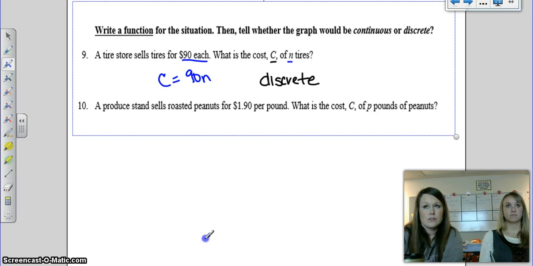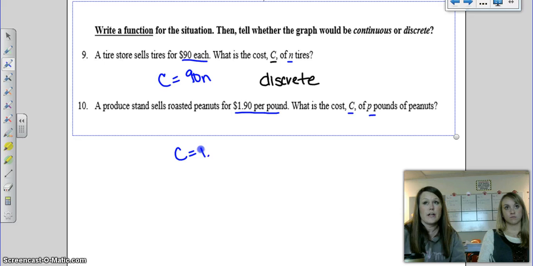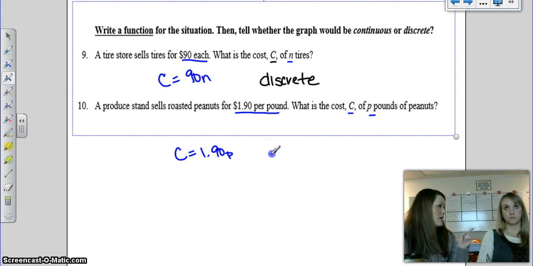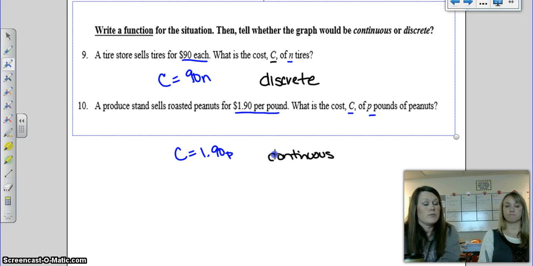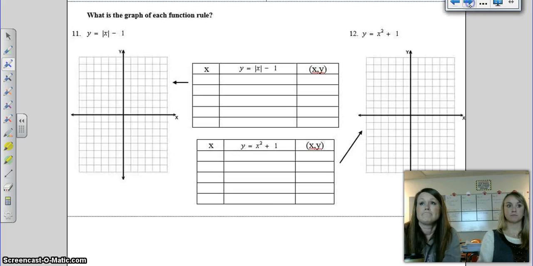Now, the produce stand sells roasted peanuts for $1.90 per pound. What's the cost of P pounds of peanuts? Okay, so again, same situation, cost equals $1.90 per pound, so 1.90 times P. But I can purchase half a pound if I want to. So this is a continuous relationship where I would connect the dots. Okay. So you need to have both of these items for this problem.